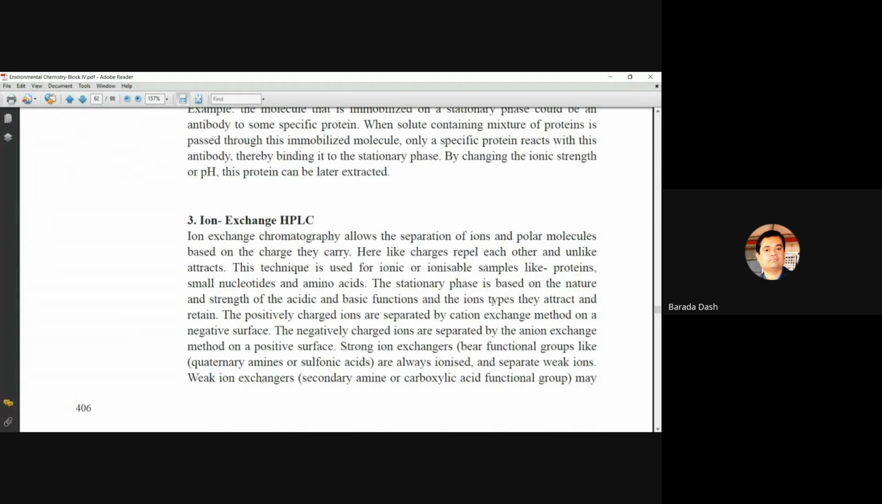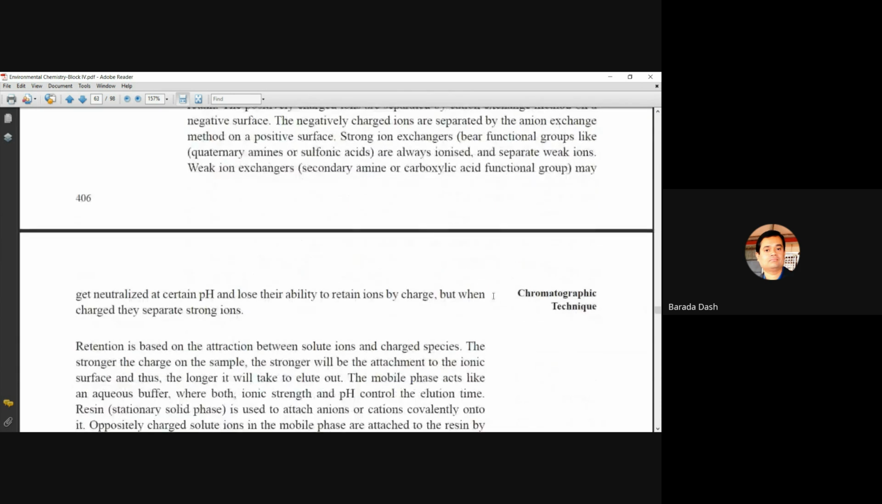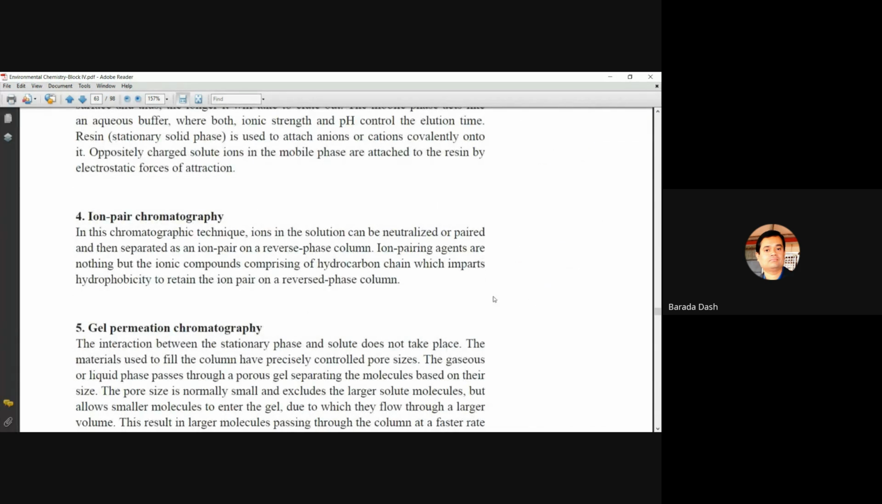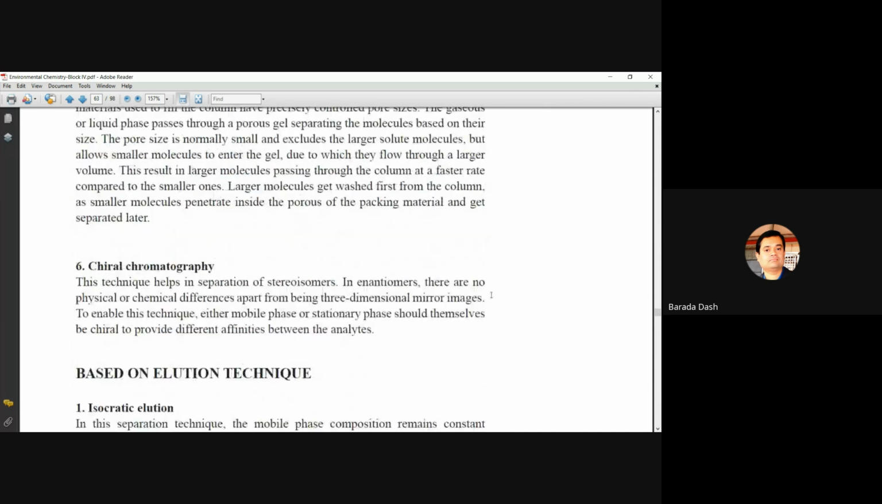Next is ion exchange HPLC. In ion exchange chromatography that allows the separation of ions and polar molecules based on the charge they carry, like charges repel each other and unlike charges attract. Okay, so next is ion pair chromatography, gel permeation chromatography, chiral chromatography.